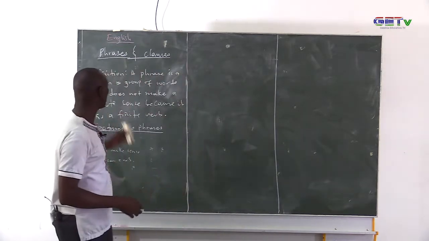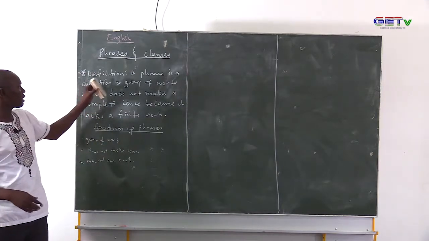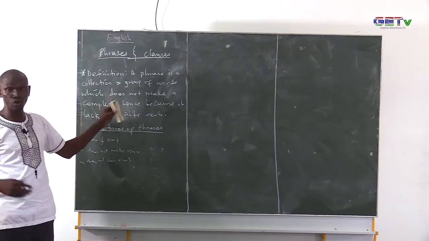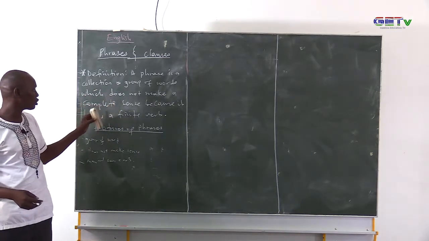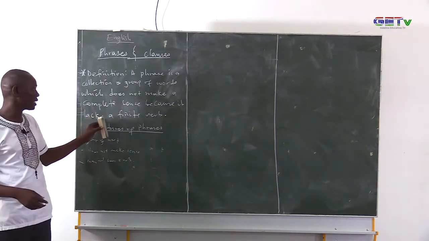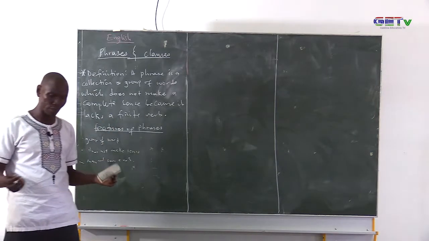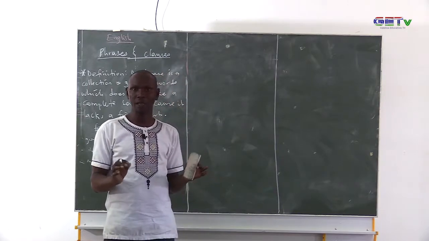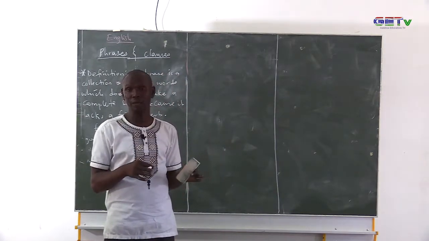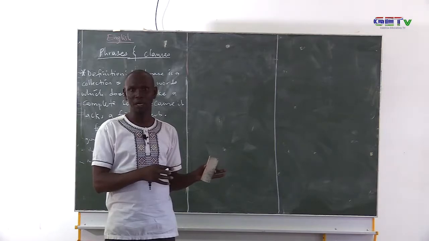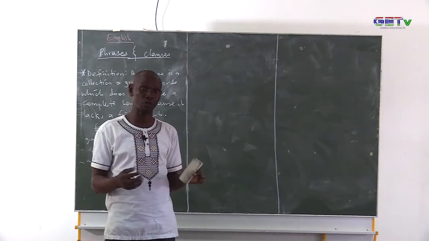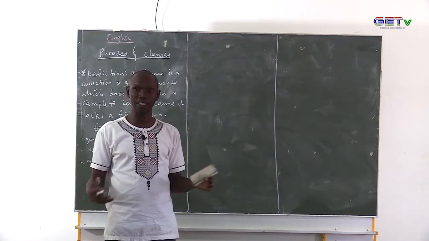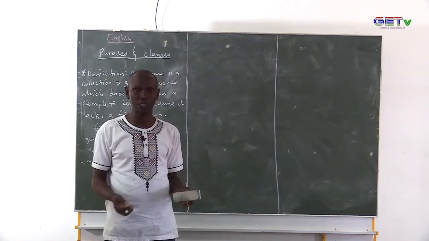So, let's look at phrase. We start by looking at the definition first. A phrase is a collection or group of words which does not make complete sense because it lacks a finite verb. A phrase alone will not make sense because it lacks a finite verb. Without a finite verb, it is difficult for a phrase to express anything meaningful on its own, unless you add something else to complete its meaning.